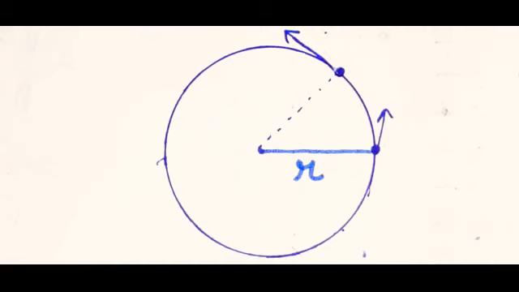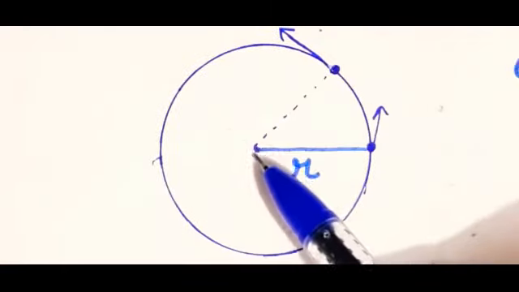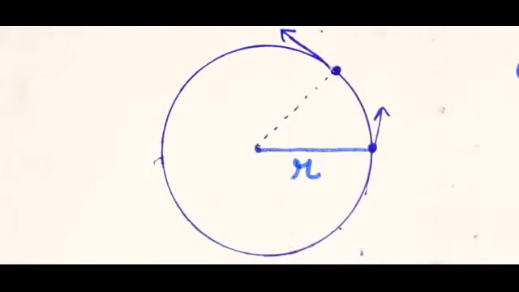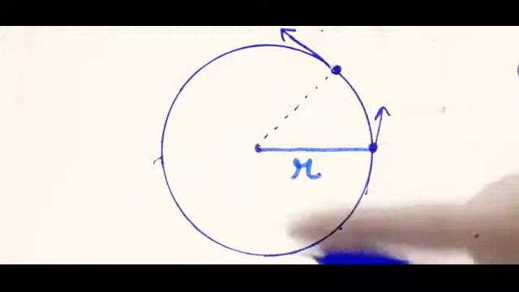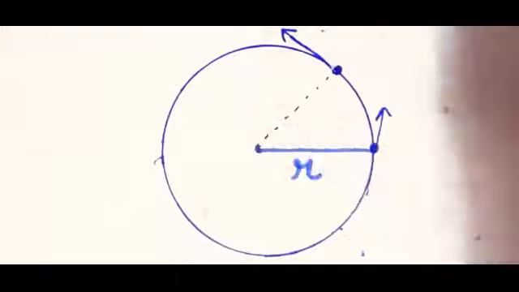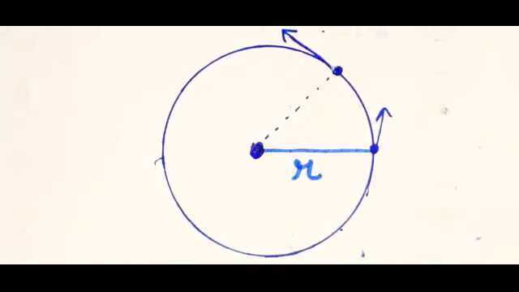Let's understand what this is. If an object moves such that its distance from the center remains the same, then the path will be circular. That path will be a circular path. And this fixed point is called the center of the circle.